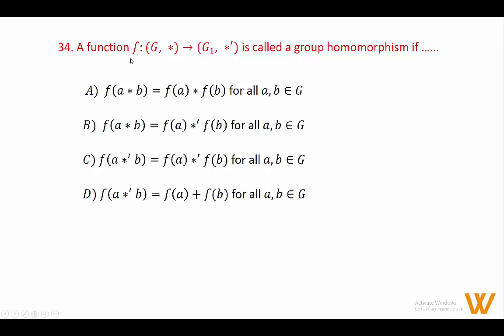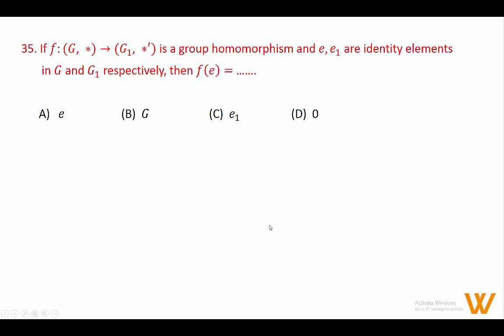34. A function f from G, star, to G1, star dash, is called a group homomorphism if f of A star B equals f of A star dash f of B for all A, B belonging to G. The answer is option B, f of A star B equals f of A star dash f of B for all A, B belonging to G.